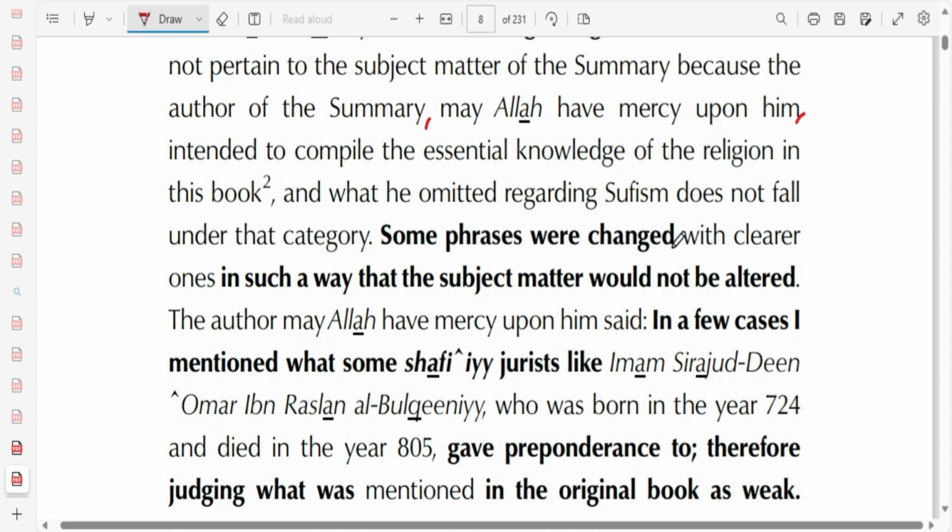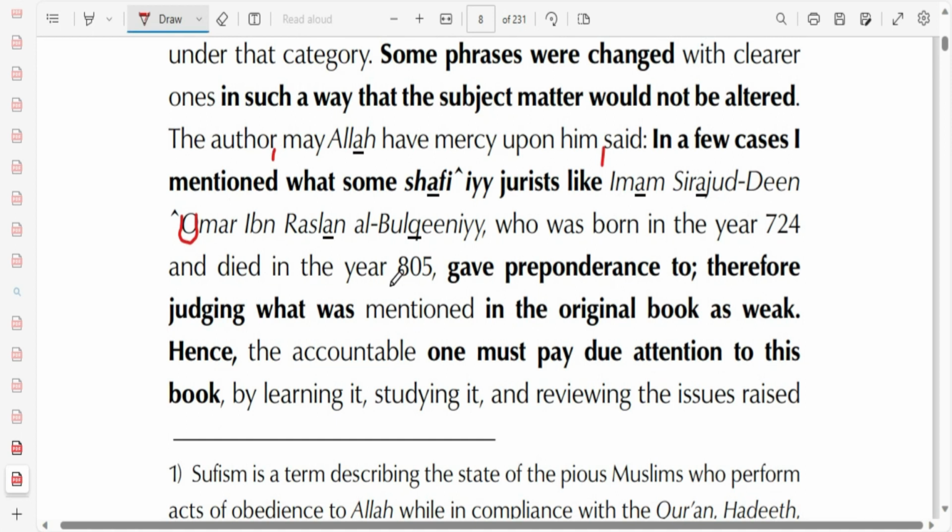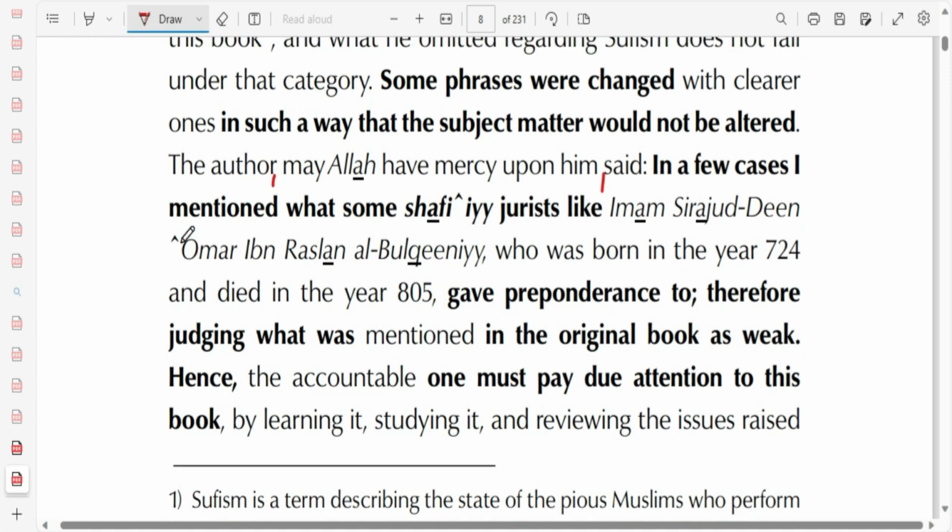And what he omitted regarding Sufism does not fall under that category. Some phrases were changed with clearer ones in such a way that the subject matter would not be altered. The author, may Allah have mercy upon him, said, in a few cases, I mentioned what some Shafi'i jurists like Imam Sirajuddin Umar ibn Raslan al-Bulqini, who was born in the year 724 and died in the year 805, gave preponderance to. If you want, you could say Umar with a U. Therefore, judging what was mentioned in the original book as weak.